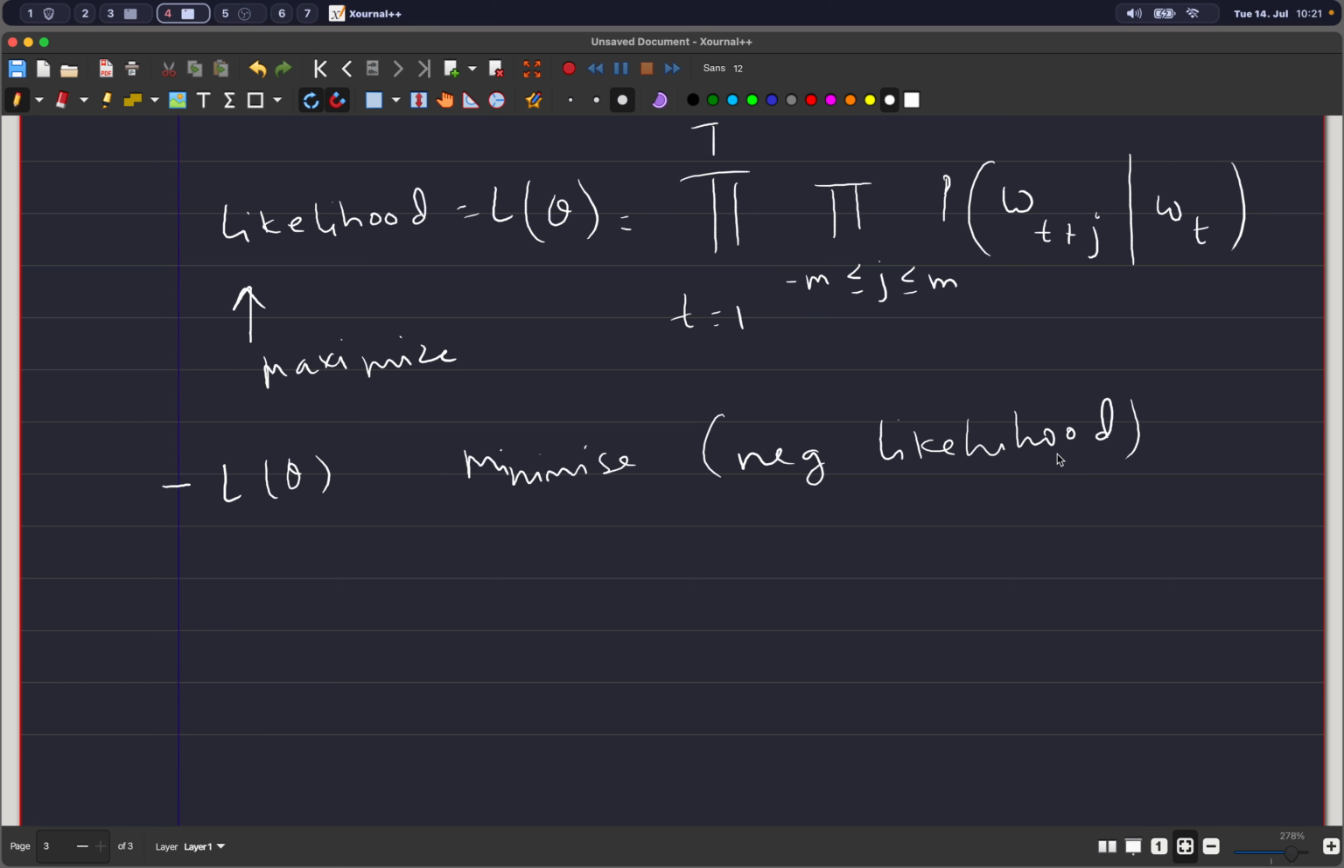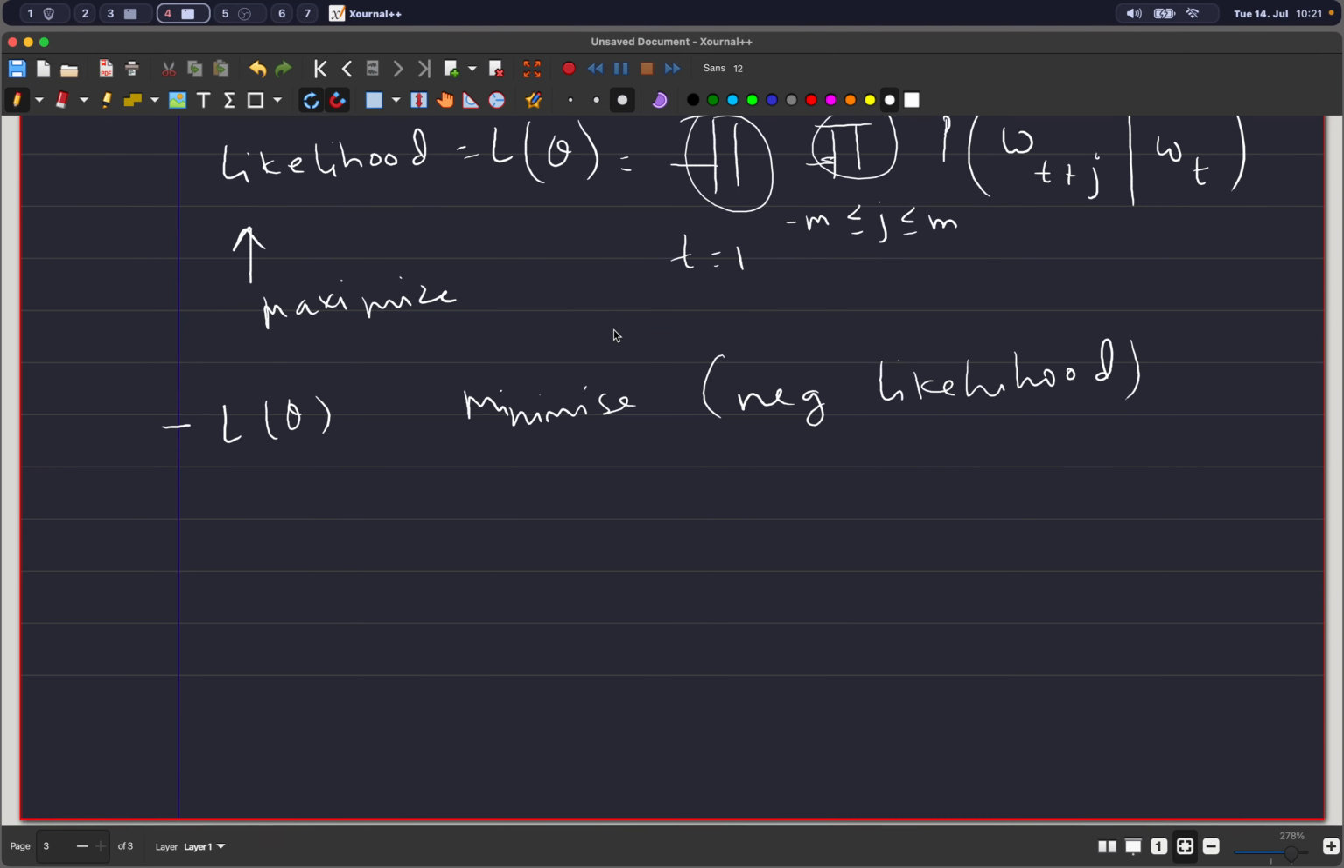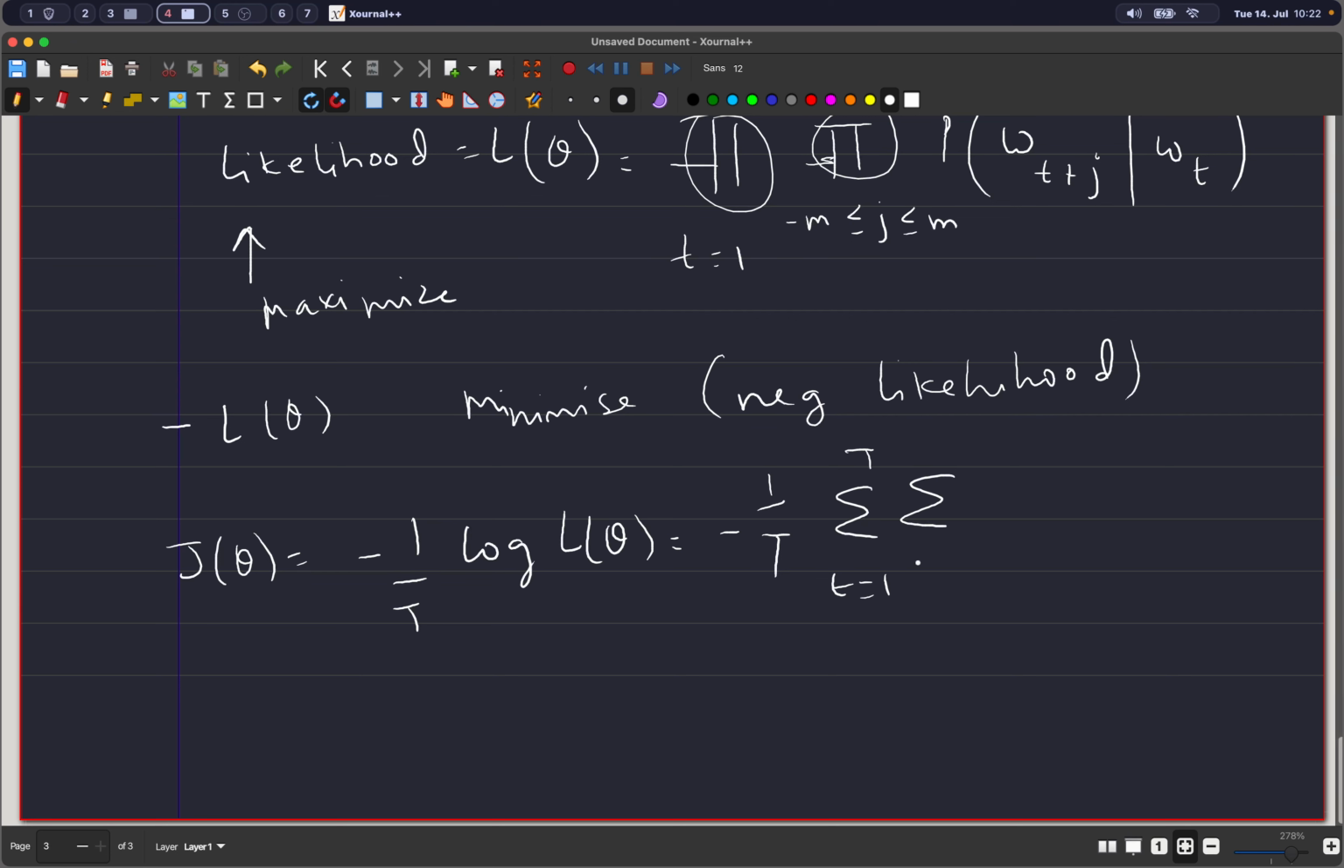Now, what generally we do is we take a log of it. So instead of products, this is a product multiplication, right? Instead of doing this, we just minimize the negative log likelihood of the problem statement or objective function. So our final objective function becomes minus 1 by T of log likelihood, which comes out to be minus 1 by T, sum from t equals 1 to T, we have minus m j, and j not equals to 0.